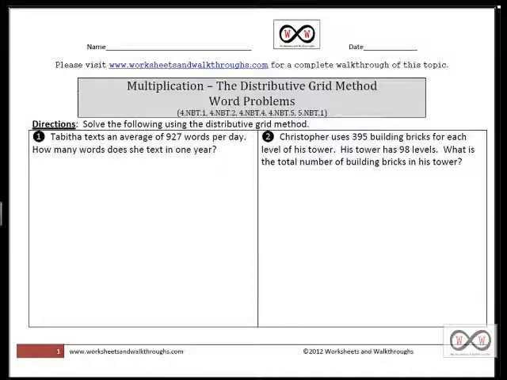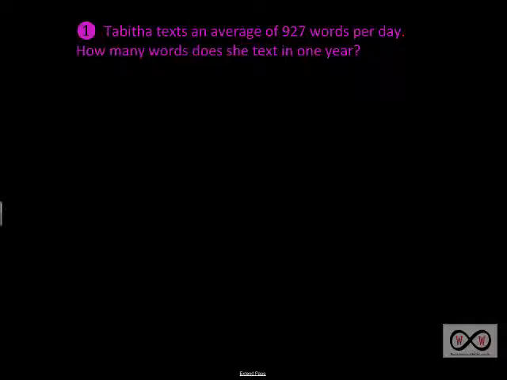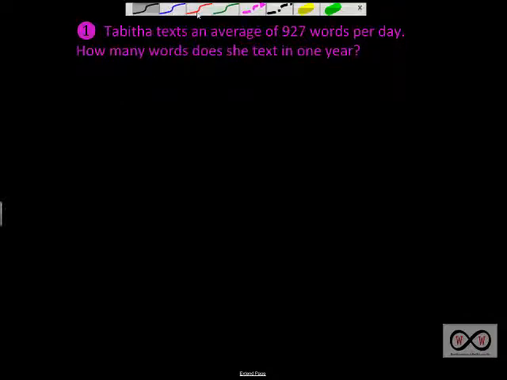Let's take a look at number 1. Here it is, number 1. Tabitha texts an average of 927 words per day. How many words does she text in 1 year? So let's take a look at this story problem and tease out the math information. So here we go, sentence by sentence. Tabitha texts an average of 927 words per day.